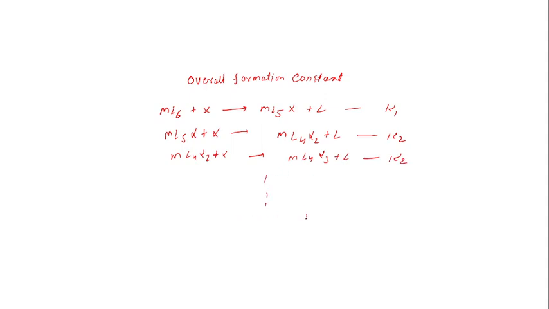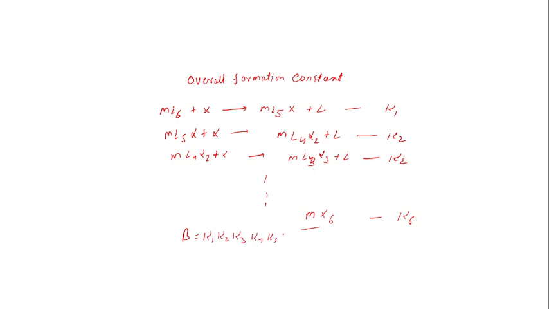Finally, what will you get as a product? Sorry, it is ML3. Finally, all L will be replaced by X, so you will get MX6, and the constant will be K6. When you calculate the overall reaction constant, or overall formation constant, beta, it will be equal to the multiplication or product of all these reaction constants.